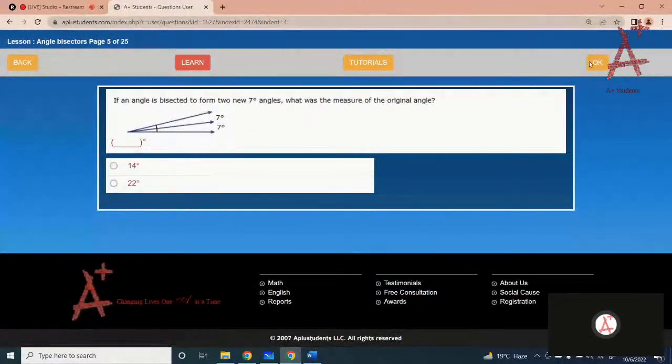If an angle is bisected to form two new angles of 7 degrees, what was the measure of the original angle? Yes, it is 14. 7 times 2 is 14. Very good.